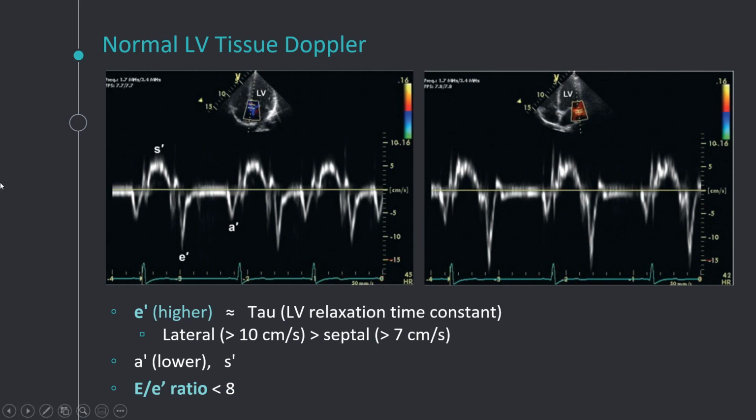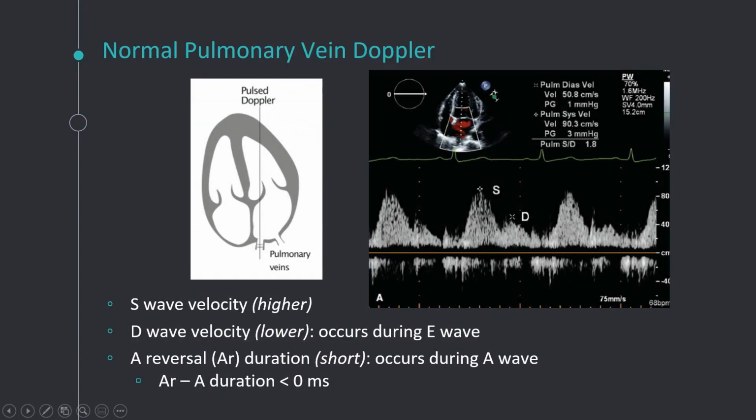The last thing we look at, and this is not necessary to diagnose diastolic dysfunction, but it's also helpful to look at, would be pulmonary vein Doppler. So we basically put the PW signal at the pulmonary veins, and you're going to see three waves. You're going to see an S wave during ventricular systole, a D wave during ventricular diastole, and that happens during the E wave because it's during the diastole.